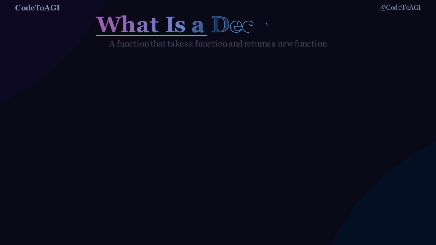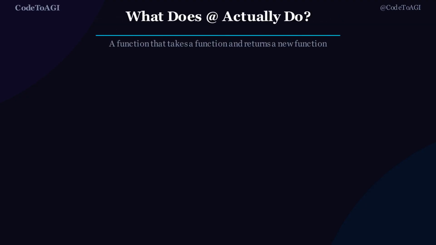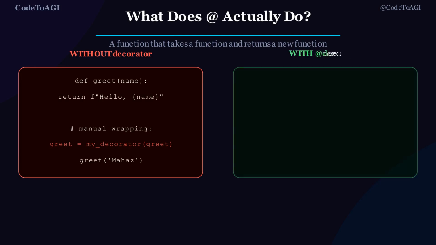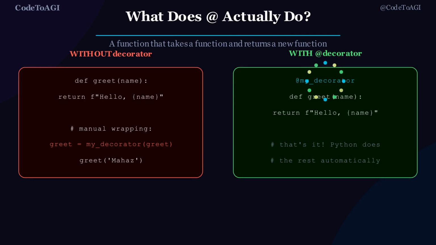Let's go. A decorator is a function that takes a function and returns a new, upgraded function. Without the @ symbol, you would write greet = my_decorator(greet). That is verbose. The @ symbol is pure shorthand. You write @my_decorator on the line above def, and Python does the wrapping for you, automatically. Look at the two code cards. Left, manual wrapping, ugly, error-prone. Right, @decorator, one line, clean, readable. Same result, zero extra code. This is why every professional Python codebase uses decorators everywhere.